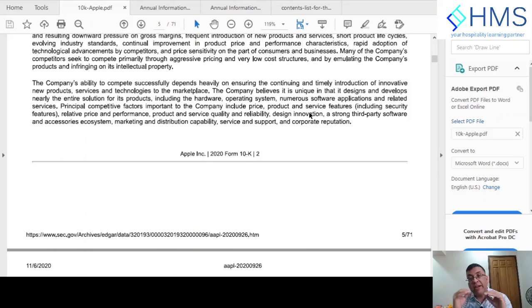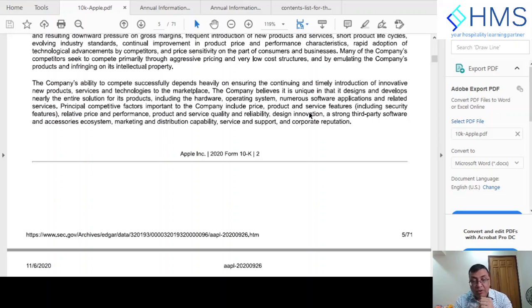Otherwise it's very difficult, right, to survive, because the competitors may copy their design and then they may lose their sale if they are not putting out new things. So the company believes that it has design and development over the entire solution of its products, including the hardware, operating system, software application, and related services.